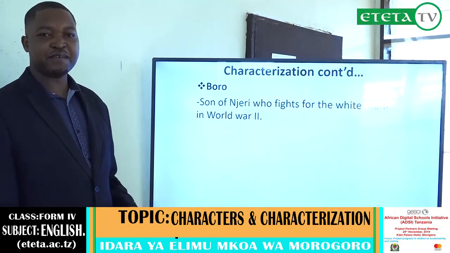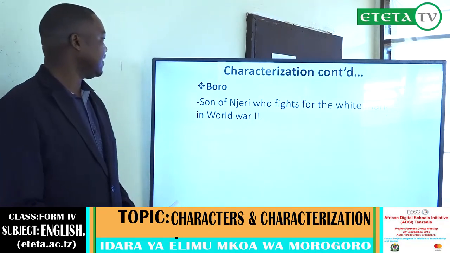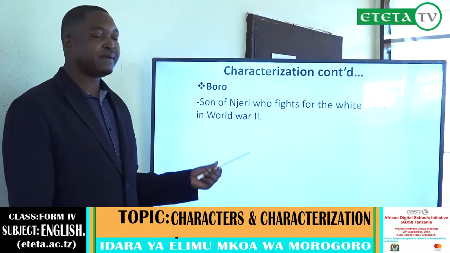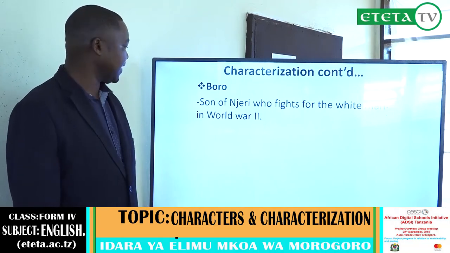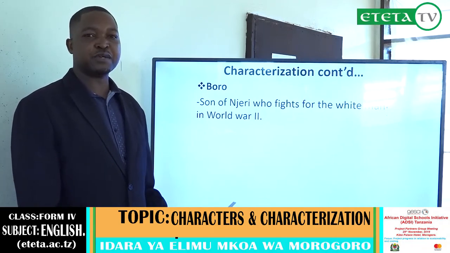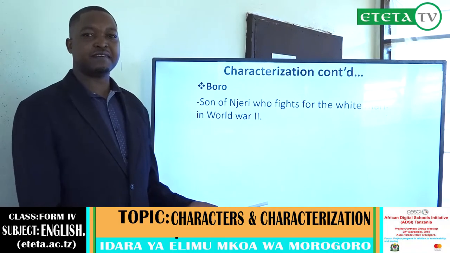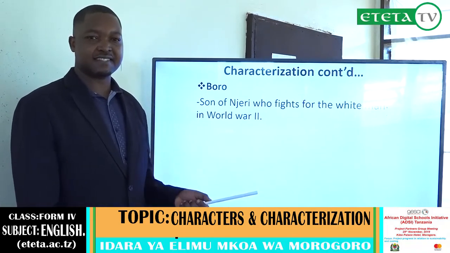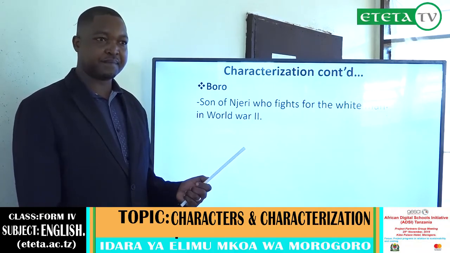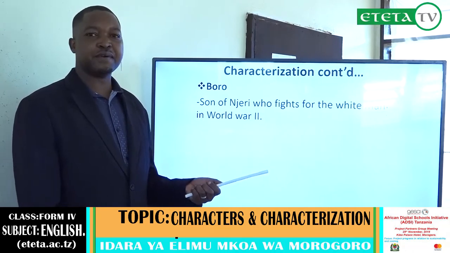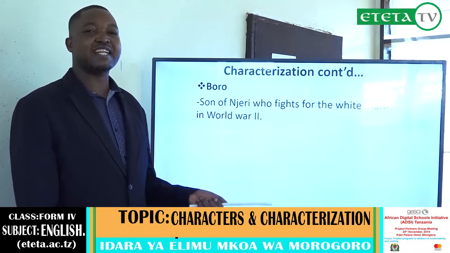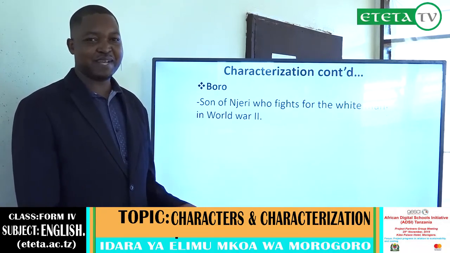Another character is Boro. You remember this gentleman, Boro, son of Njeri, who fights for the white man in the Second World War. He participated in the Second World War and he survived, unlike Mwangi, who passed away during the struggle. But also, you have to remember, Ngoto also participated in the Second World War and he survived. And therefore, he gained some skills from the war. When they fought in the Second World War, they were trained by the white people themselves, and therefore they had some skills, which they now had to apply during the struggle for independence in Kenya.